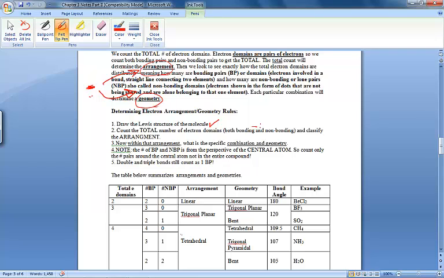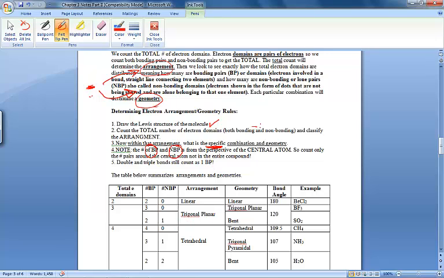Then within that arrangement, within that classification of shape, what is the specific combination of dashes and dots? Are they all dashes? Are they all dots? Are there some dashes and some dots? How many of each? Specifically, how many bonding pairs or domains do we have? How many bonding pairs and how many non-bonding pairs? And that'll tell you the specific shape or geometry.